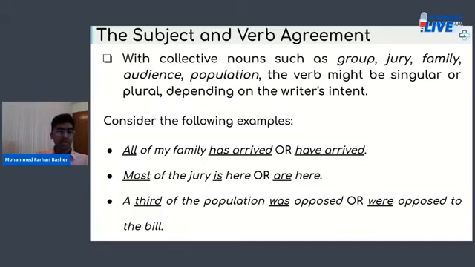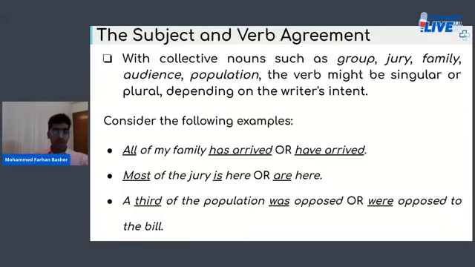Okay? All right. Most of the jury is here or are here. Similarly, the same case here as well. Most of the jury is when the jury is together. Most of the jury are when the jury members are separately, individually doing something.